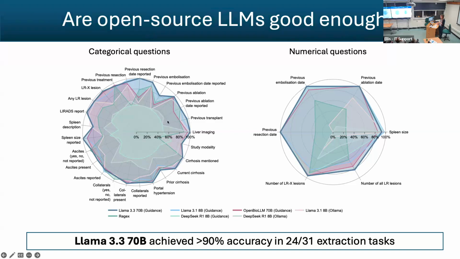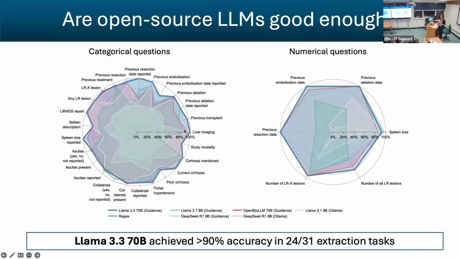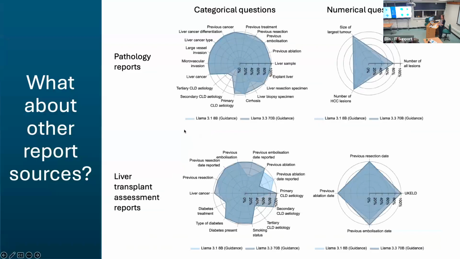There were some interesting results. For example, the DeepSeek models performed really badly, and we again have some ideas about why that happened. But we were able to find a pipeline that actually worked for our data for these 24 tasks. And then we checked that pipeline on pathology reports and on liver transplant assessment reports. So it's a very similar task, but obviously the questions were different. There were different variables that we would like to extract. And here I'm comparing the bigger Llama model and the smaller Llama model, and the results were very similar.